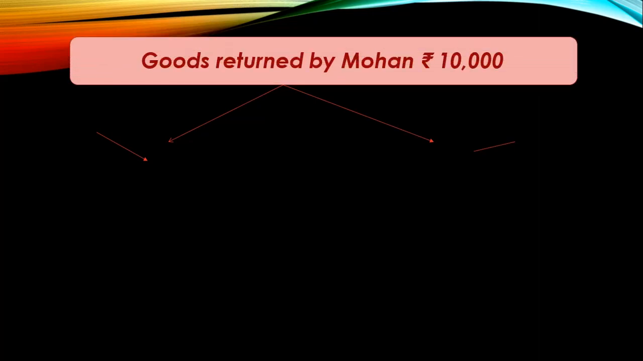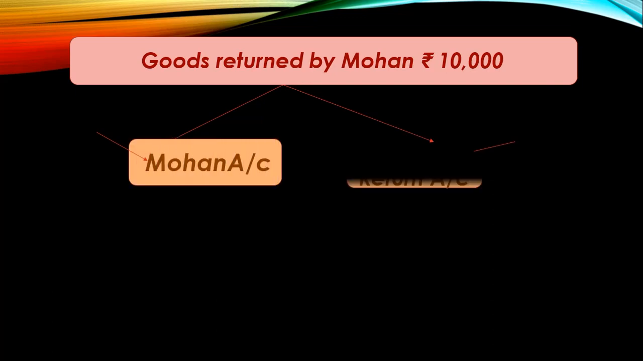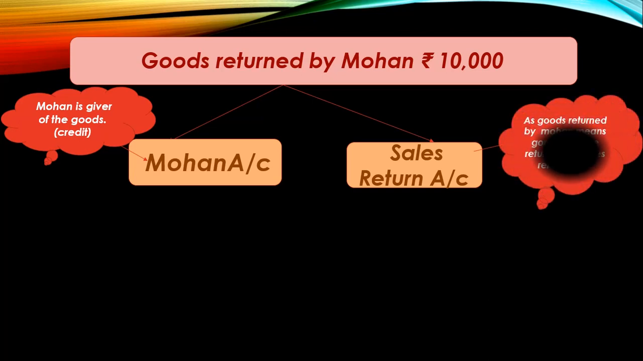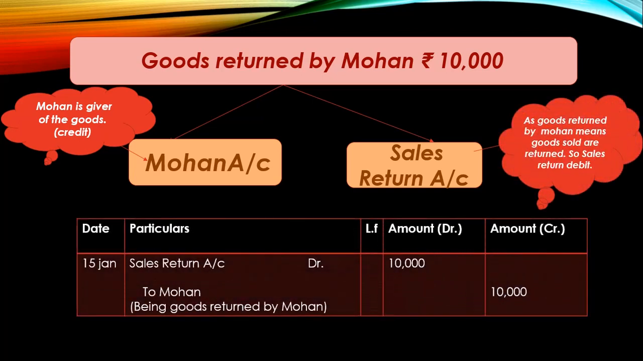Next, goods returned by Mohan means Mohan returned goods to us. Means we have sold goods to Mohan and due to any problem Mohan returned goods to us. So sales return is there. Now Mohan is the giver of the goods. That is why sales return account debit to Mohan.